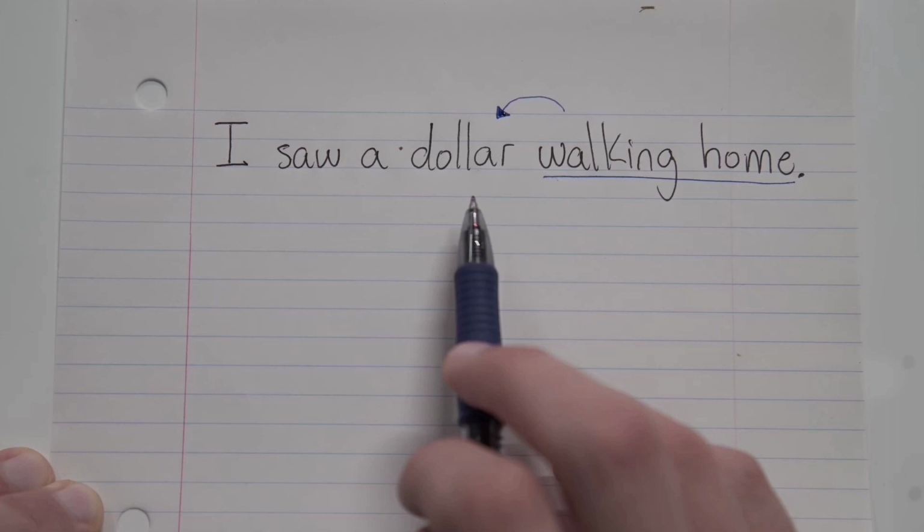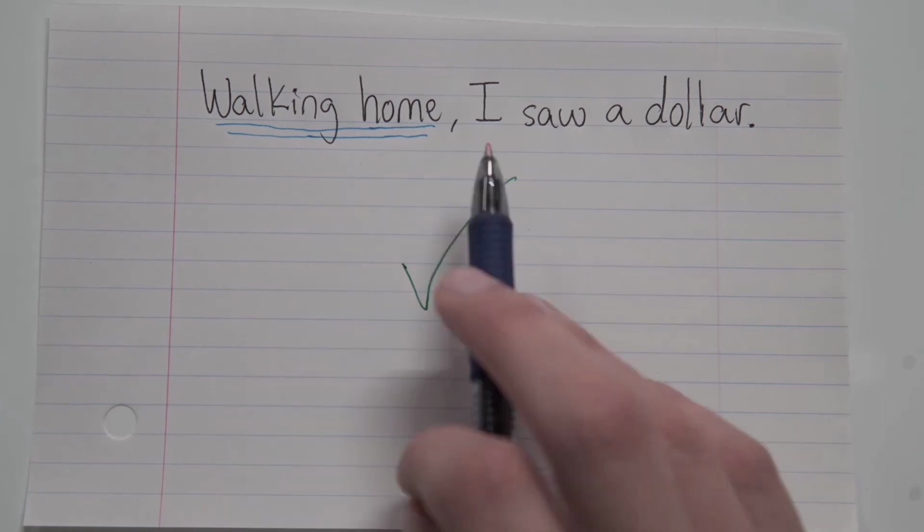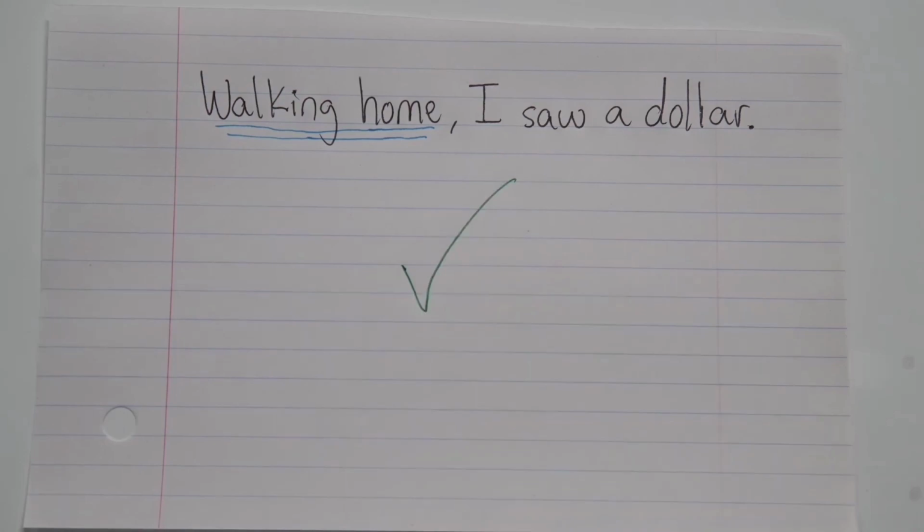So how do we fix it? Where do we put the modifier so that the sentence actually makes sense? Think about it for a second. You should have said right here, walking home, I saw a dollar. Now, the modifier refers to the word I, meaning I was the one walking home, which actually makes sense.